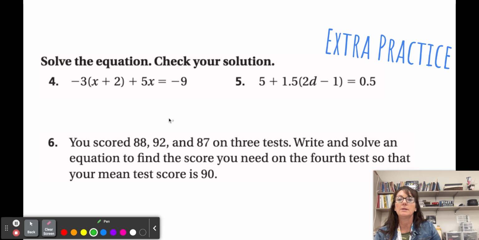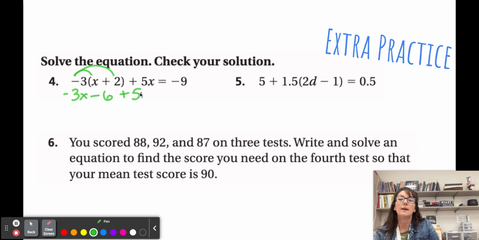So here we have some distributive properties, some parentheses. I'll go ahead and do this one. So we have to get rid of the parentheses first. Okay, so we want to distribute this negative 3. So we'll rewrite it as negative 3x. Negative 3 times a positive 2 is a negative 6.